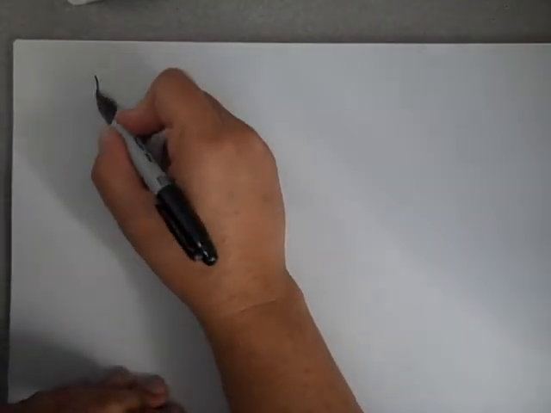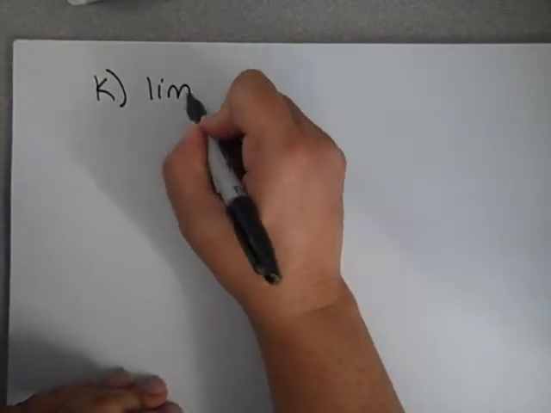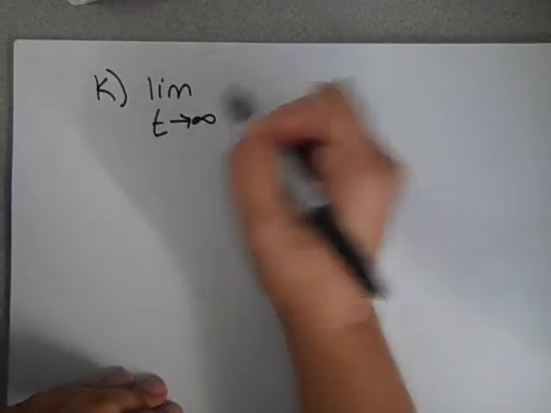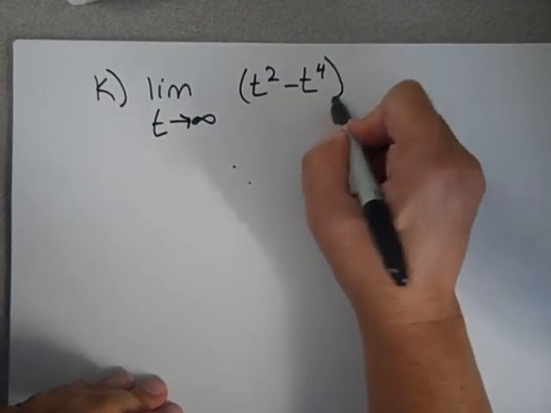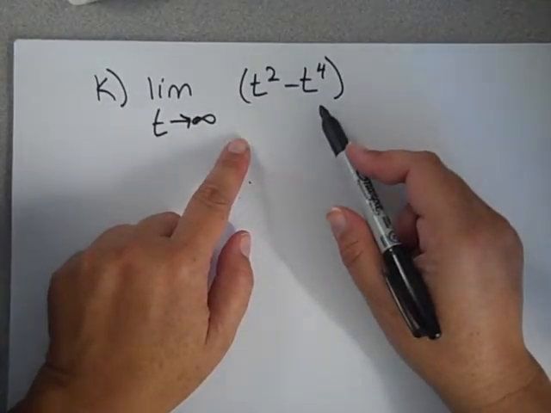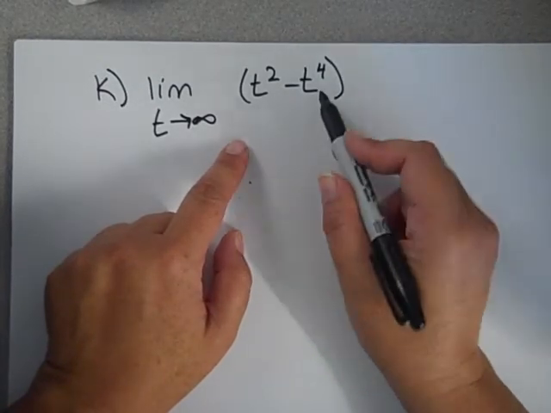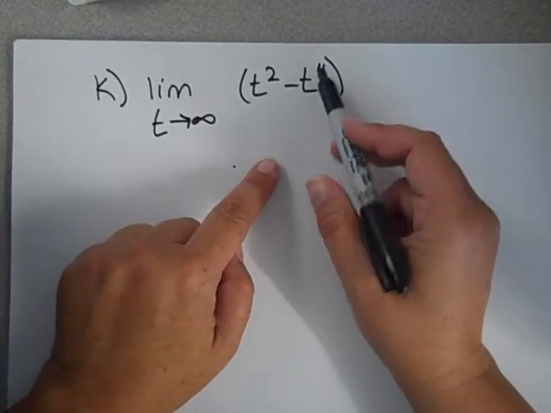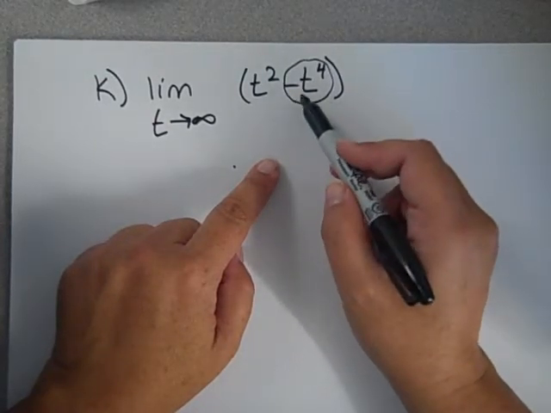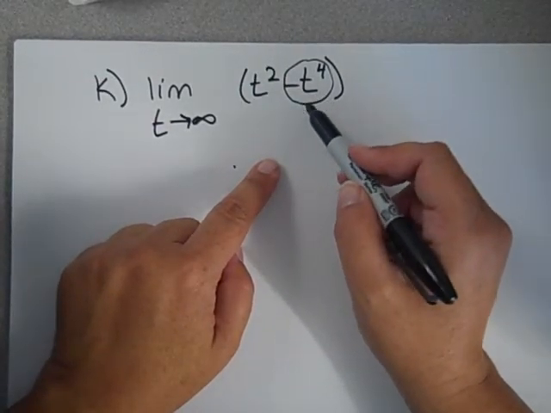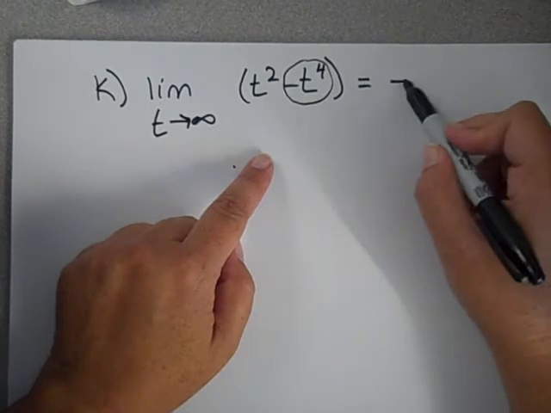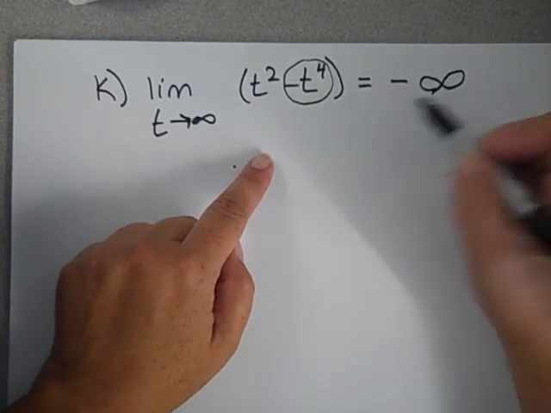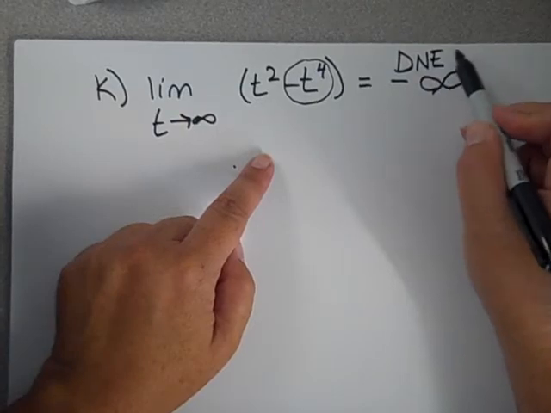Okay, finally letter K. This is the limit as t approaches infinity of t squared minus t to the 4th. Well, if we plug in a really big number here, we're going to have a really big number squared minus a really big number to the 4th. So this one is going to dominate, isn't it? And it's negative. Right? This one will always be bigger. So as you get really big, your answer is always going to be negative. So this must go towards negative infinity. So it's DNE, comma negative infinity.